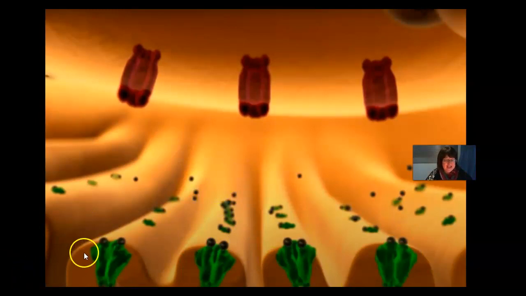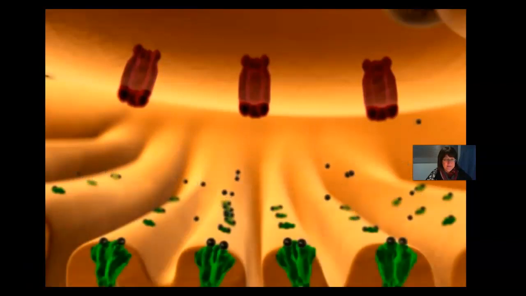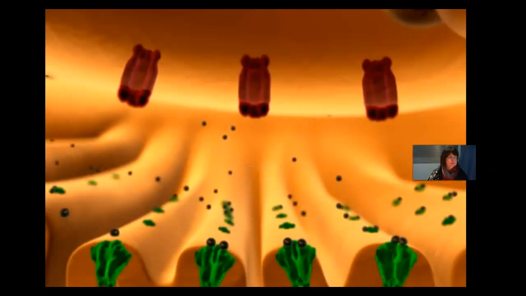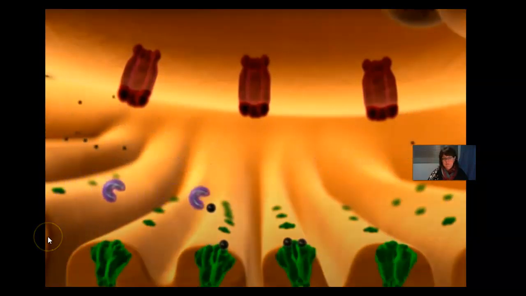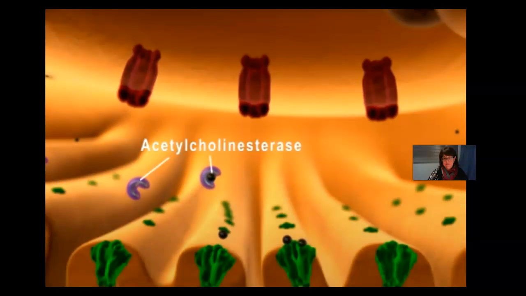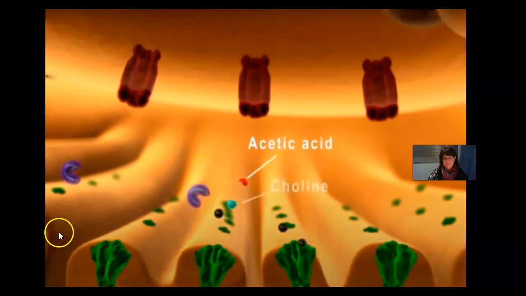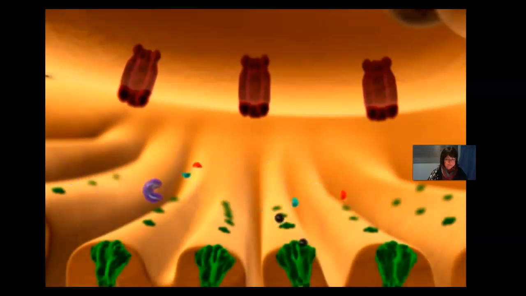So let's look at that in a little more detail again. Neurotransmission to a muscle fiber ceases when acetylcholine is removed from the synaptic cleft. This removal occurs in two ways. 1. Acetylcholine diffuses away from the synapse. 2. Acetylcholine is broken down by the enzyme acetylcholinesterase to acetic acid and choline. Choline is then transported into the axon terminal for the resynthesis of acetylcholine.